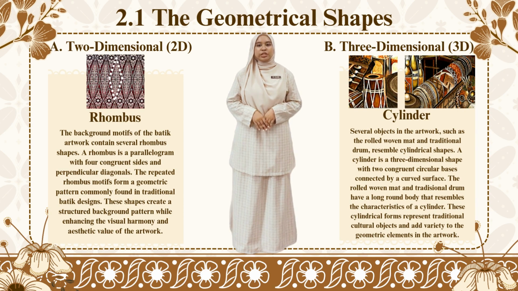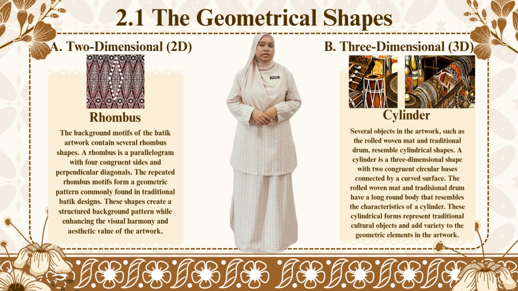Besides the circle, the rhombus shape can also be found in the artwork, particularly in the decorative motifs and patterns. The background motif of the batik artwork contains several rhombus shapes. A rhombus is a parallelogram with two congruent adjacent sides, which means all four sides of a rhombus are congruent. In addition, the diagonals of a rhombus are perpendicular to each other. The repeated rhombus motif forms a geometrical pattern that is commonly found in traditional batik designs. This shape helps create a structured and organized background pattern. Their repetitive arrangement enhances the visual harmony and aesthetic value of the artwork.